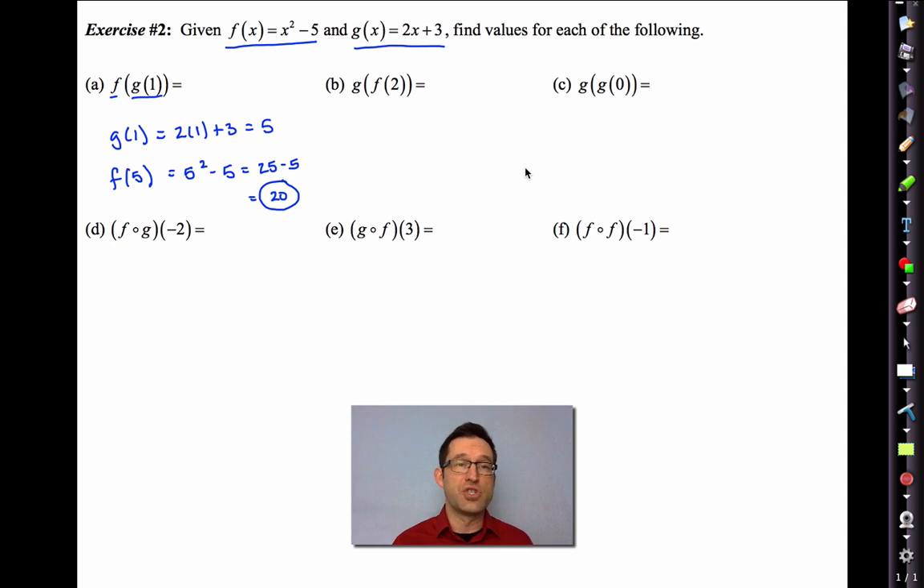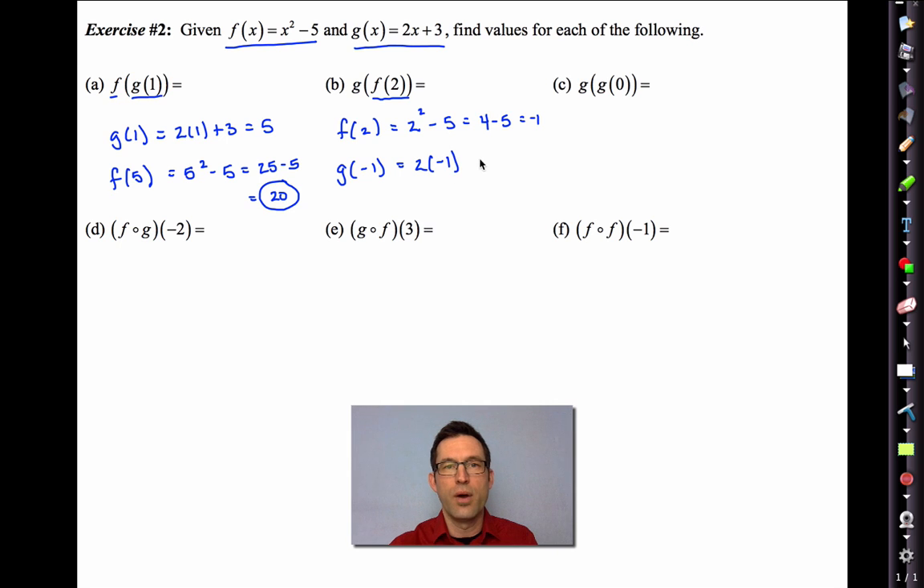Now, it's not that g has to come first and f has to come second. In fact, if you look at this, g of f of 2, it implies we really have to figure out f of 2 first, right? Which would be 2 squared minus 5, which would be 4 minus 5, which is negative 1. I now need to know what g of negative 1 is. That's 2 times negative 1 plus 3. And that's negative 2 plus 3, and that's positive 1.